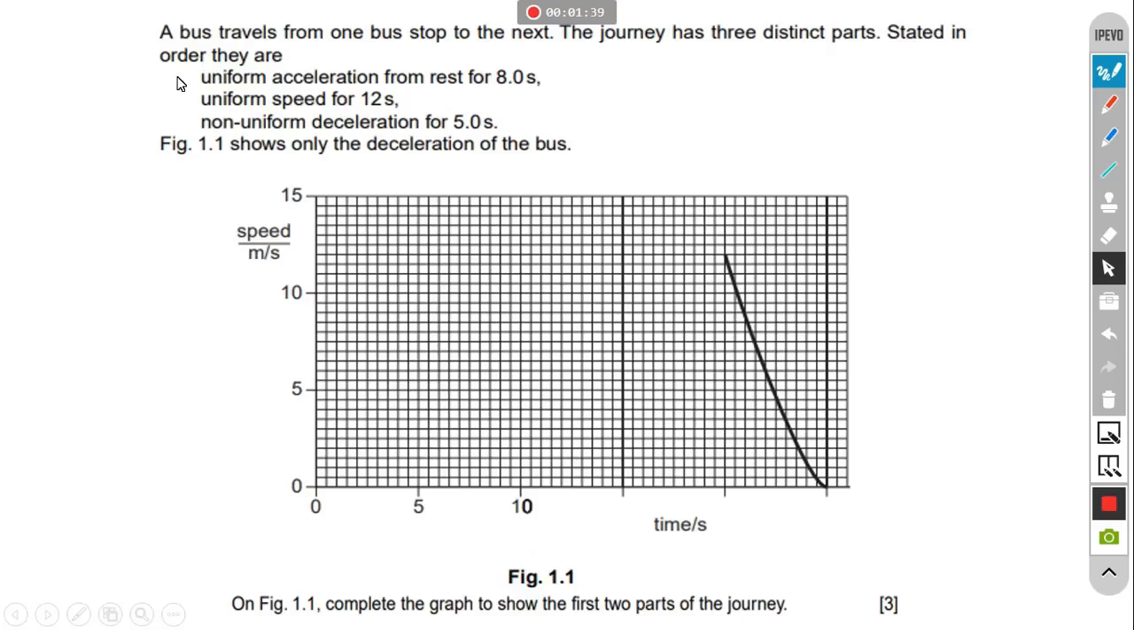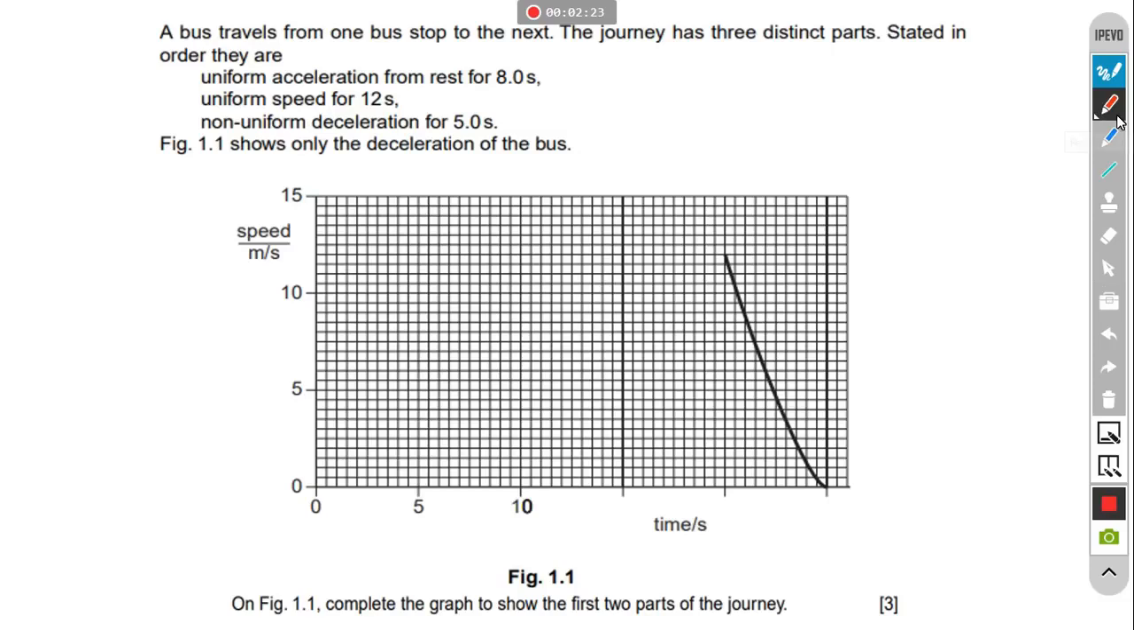The journey has three distinct parts. Stated in order they are: uniform acceleration for 8 seconds, uniform speed for 12 seconds, and then non-uniform deceleration for 5 seconds. Figure 1.1 shows only the deceleration of the bus. On figure 1.1, complete the graph to show the first two parts of the journey. So the last one is shown over here.